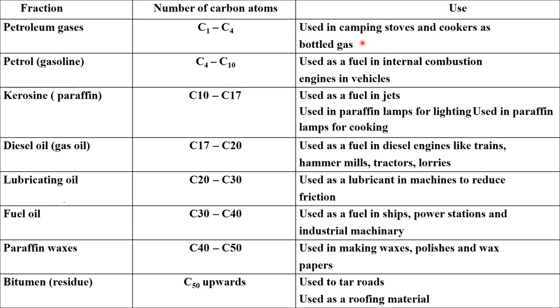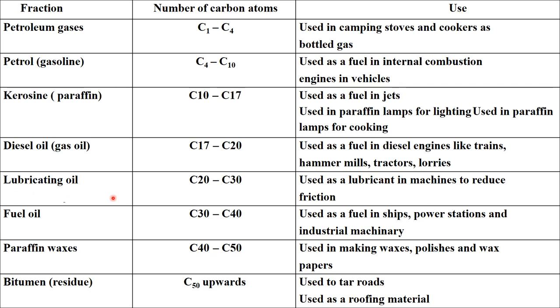It is used in camping stoves and cookers as bottled gas. Then petrol, which is also called gasoline, is used as a fuel in internal combustion engines in vehicles. Then we have kerosene, which has C10 to C17. It is used as a fuel in jets, used in paraffin lamps for lighting, and also for cooking. Then we have diesel oil, which is also called gas oil. It is used as a fuel in diesel engines like trains, hammer mills, tractors, and lorries.